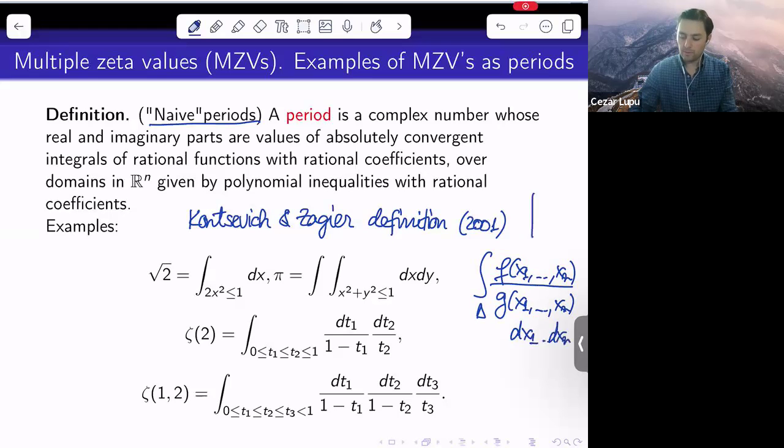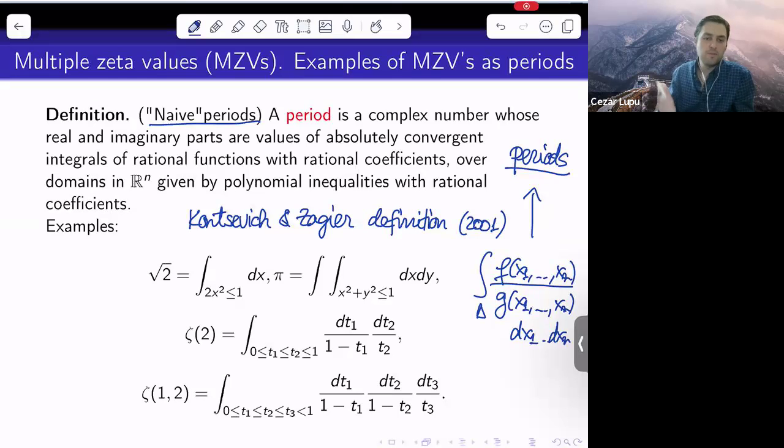And examples, so these are periods. Examples of periods: for example, square root of 2. As you can see, we can write this as the integral over the domain 2x squared less than 1 of dx. Pi is also a period, right? We can write it in this way, the integral over x squared plus y squared less than 1 dx dy.